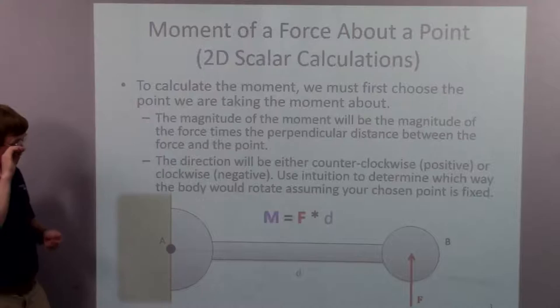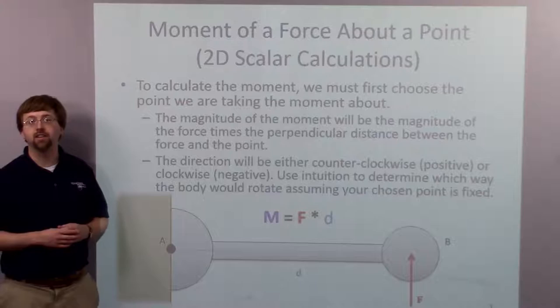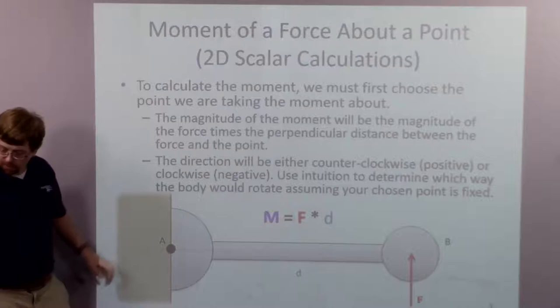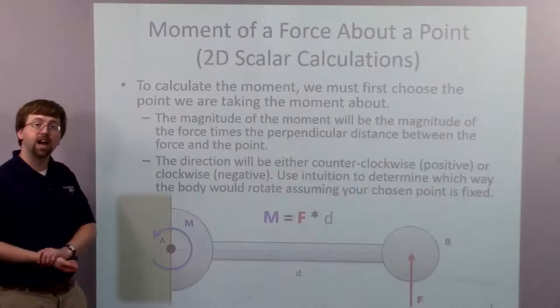Next we have the direction, and in 2D, this is going to be either clockwise or counterclockwise. Counterclockwise, we are going to regard as a positive moment, and clockwise, we're going to regard as a negative moment. And you'll often see drawn in the diagram, once you have the magnitude of the moment, you can label that in your diagram. In this case, it's going to be a counterclockwise or a positive moment.